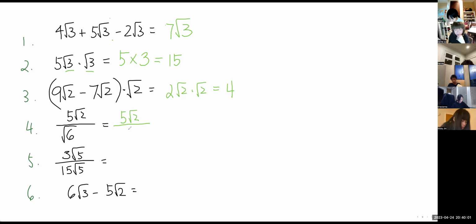Actually, we can do another way, okay? Because square root 6 equals what? Equals square root 2 times square root 3. So 5 over square root 3.